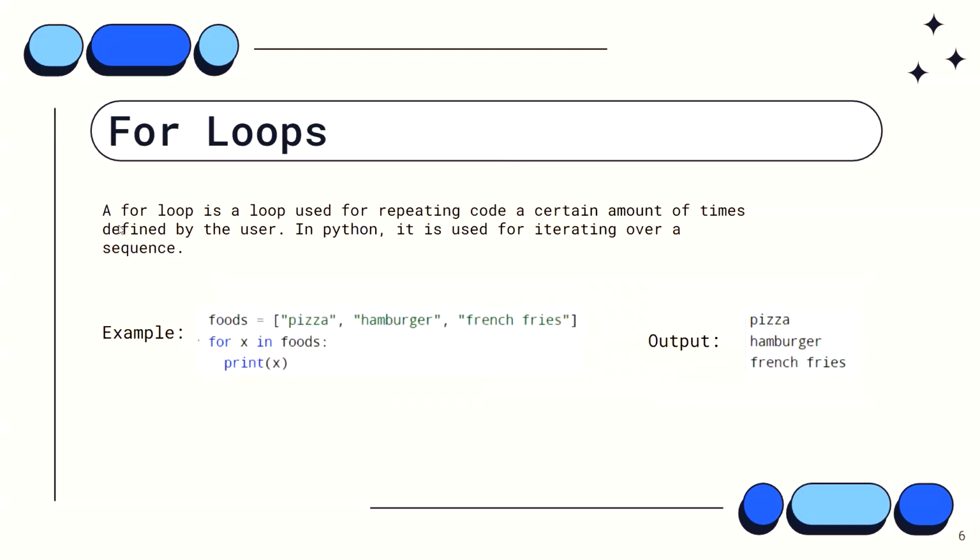Now, for loops. A for loop is a loop used for repeating code a certain number of times defined by the user. In Python, it is used for iterating over a sequence. You can see our example right here. Foods equals pizza, hamburger, and french fries. And then for x in foods, print x. So basically, this will print out all the values in this variable. A for loop repeats a certain number of times. It doesn't need to fulfill a certain statement like the while loop. You just specify how many times you want it to run and it'll run that many times.